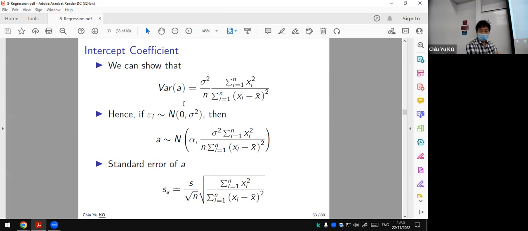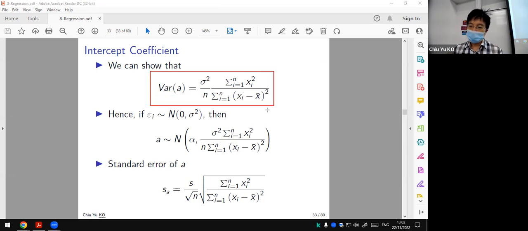First, I'm not going to do the proof. It will be skipped. But because A, the intercept, is a random variable, we can actually show based on our calculation what the variance of A is. You can check the slides, the technical part, if you want to know the detail. So this would be the variance of A.